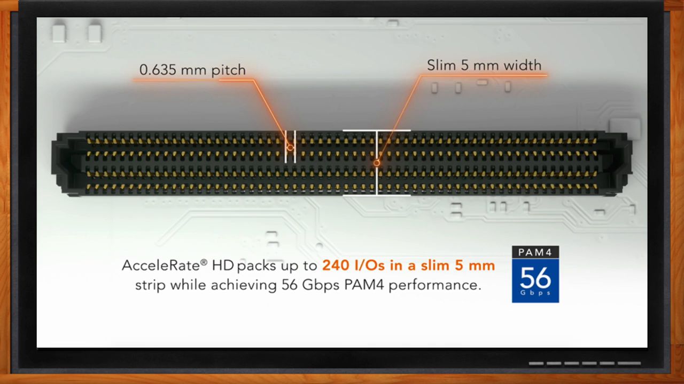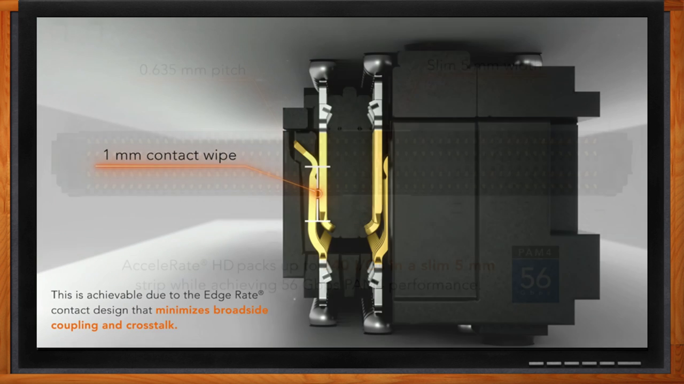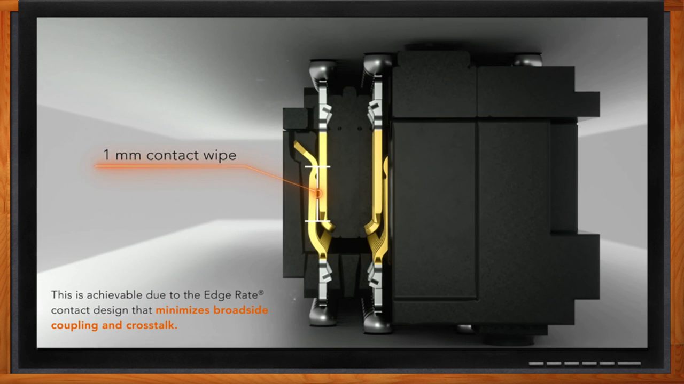The small pitch, again, shows the density. You can see that this has four rows of pins, which is an enhancement over our previous strip-style connectors that had two rows of pins, but we're able to do it in a very slim 5 millimeter width contact system. We've also optimized the performance, and we've also optimized the breakout of the signals from the connector down to the PCB to enable us to achieve the 56 gigabit per second PAM4 performance that is critical to emerging embedded applications. This illustration shows 240 IO, but as we mentioned earlier, we are expanding Accelerate HD to 400 IO as well.